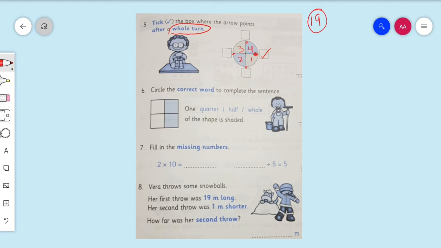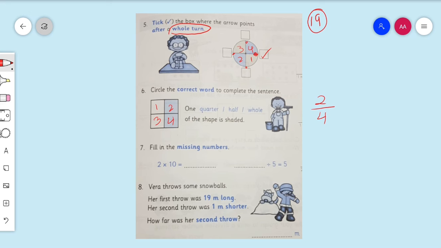Question number 6. Circle the correct word to complete the sentence. 1/4 or half or whole of the shape is shaded. So if you see the shape, they make 4 quarters in it. So this is 1/4, 2/4, 3/4, 4 quarters, and we can see that there are 2 quarters shaded out of 4 in total. So there are 2 shaded out of 4, right?